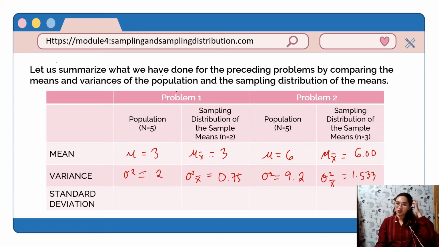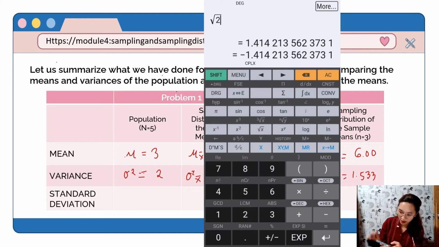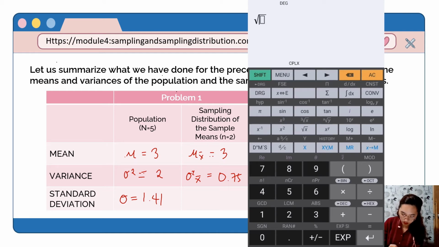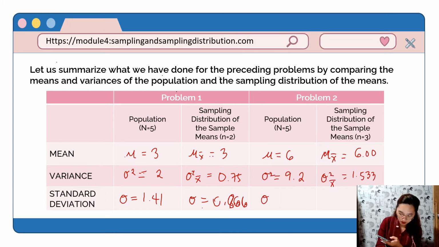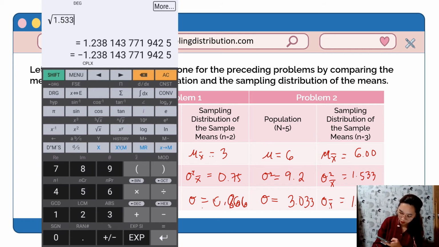So, paano naman kunin ang standard deviation? Kung maaalala niyo, ang standard deviation is the square root of your variance. Kaya, square root lang natin yung 2. Square root of 2, we have 1.41. So, the standard deviation is 1.41. Next, ang ating sample standard deviation, square root of 0.75. That will give us 0.866. So, yung population standard deviation, square root of 9.2, that is 3.033. Then, sample standard deviation, we have the square root of 1.533. That is equal to 1.238.